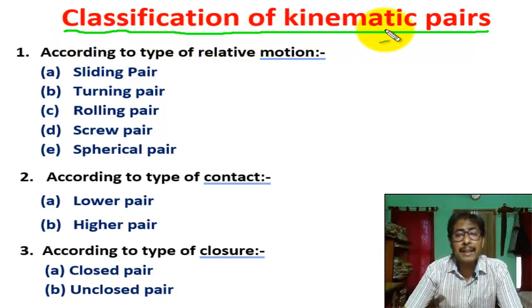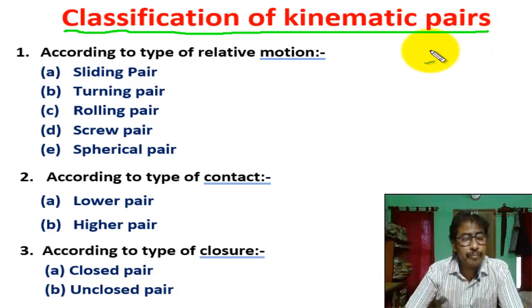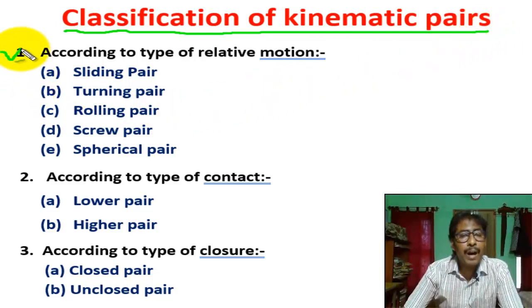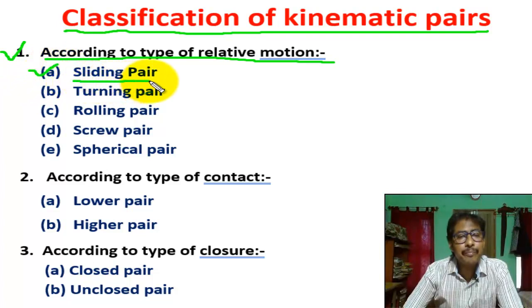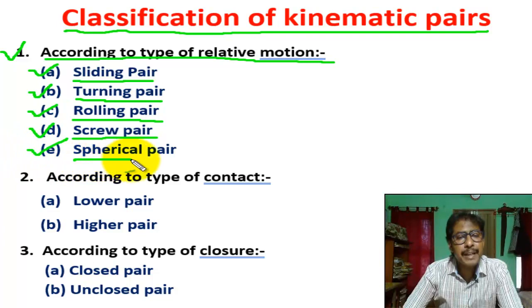Classification of kinematic pairs. Number 1, according to the type of relative motion: A. sliding pair, B. turning pair, C. rolling pair, D. screw pair, E. spherical pair.